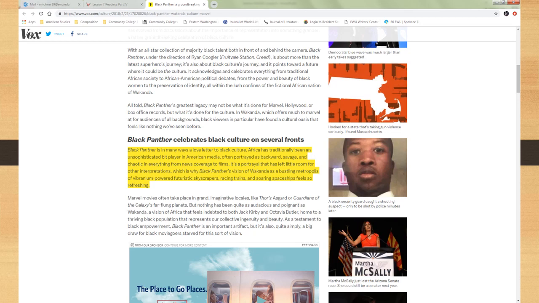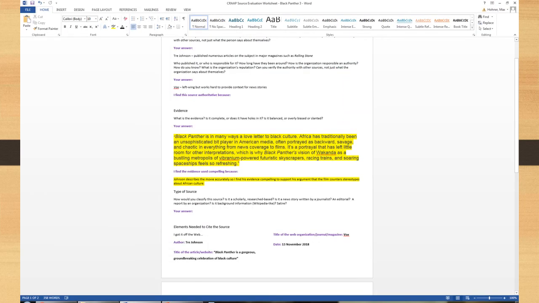What I've seen about other movies that depict African culture is true. This description of Black Panther is accurate, and I can see, oh yeah, that is very different. That's not cliched and stereotyped. So that seems very reliable. I'm going to say it passes the smell test in terms of this. So that's what I put here.